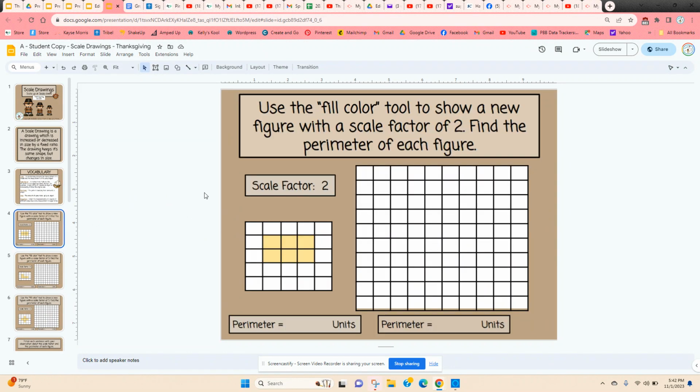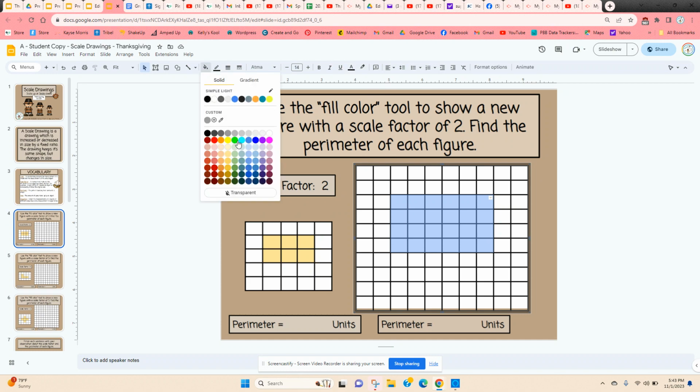Now they're going to start on slide 4. Here they have a figure, a rectangle. Start with one that's simple. We want it to show a new figure with a scale factor of 2. So what you want to do is take each of the measurements of the sides and multiply by 2. Students are just going to click and hold in one of the squares, and they scroll across until they find the number of squares that they want to fill in. Here now we have a 6 by 4. Once it's highlighted, they can come up here to the fill color feature and choose any color they like.